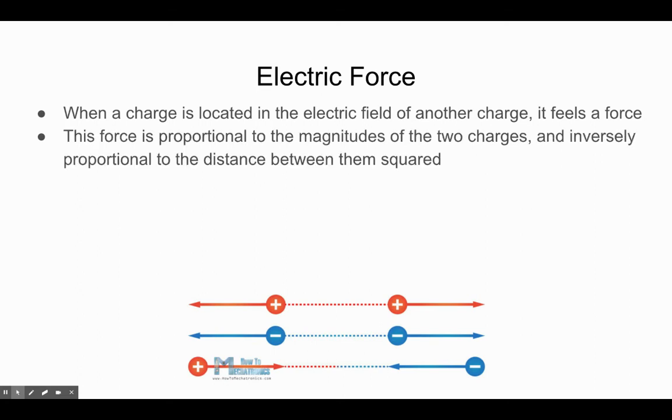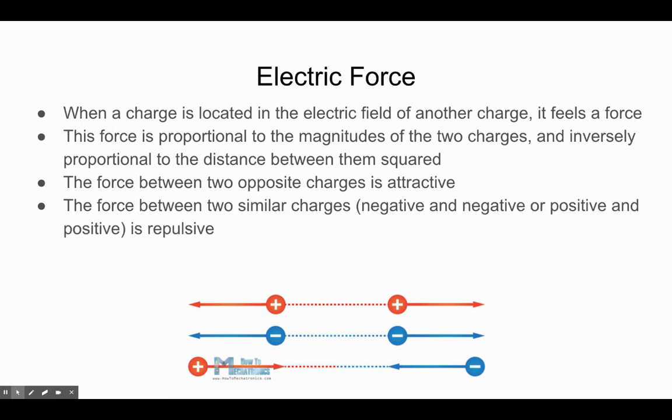So that force, the electric force, is proportional to the magnitudes of the two charges and inversely proportional to the distance between them squared. The force between two opposite charges is attractive, so we know that a positive and a negative charge will attract one another, opposites attract. And the force between two similar charges, so a negative and a negative, or a positive and a positive, is repulsive, so they will repel one another.